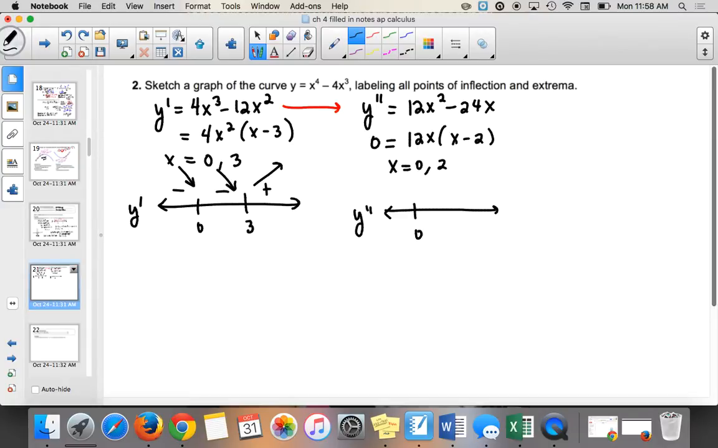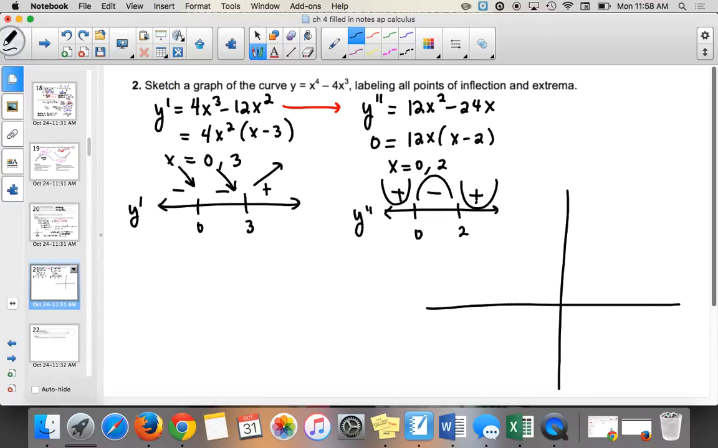So now I'm testing in y double prime. If I try negative 1, I get negative times negative is positive. If I try 1, I get positive times negative is negative. If I try 3, I get positive times positive is positive. So now this is where we go concave up, concave down, concave up. So we're going to do a big graph. And I want to label all points of inflection and extrema, so I want to find the y values. I never called this f of x, so I don't want to say on the AP test f of 2, f of 1, f of whatever, because I never defined f. So I'm going to say y of 0 and y of 3. I want to find those.